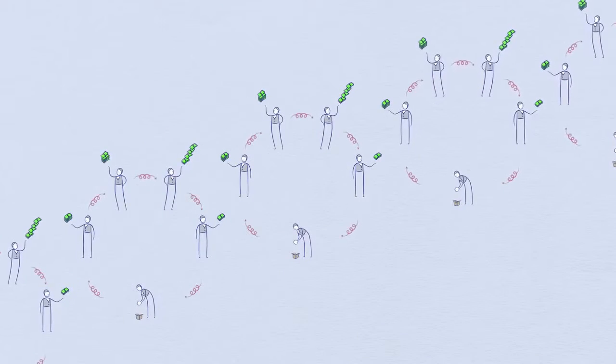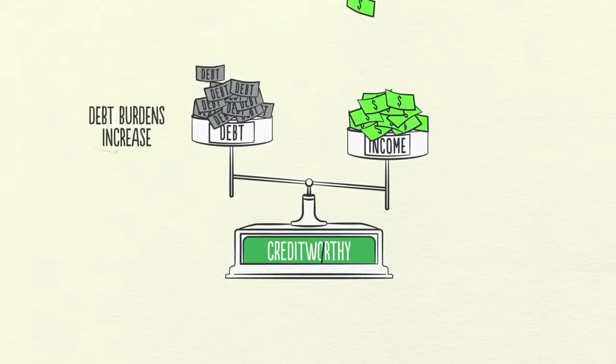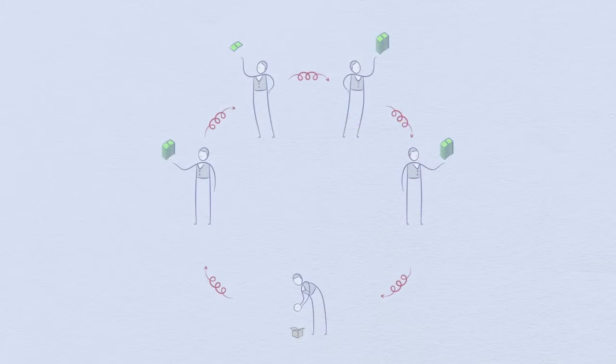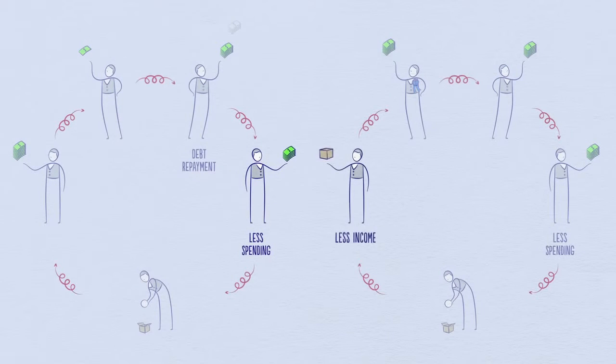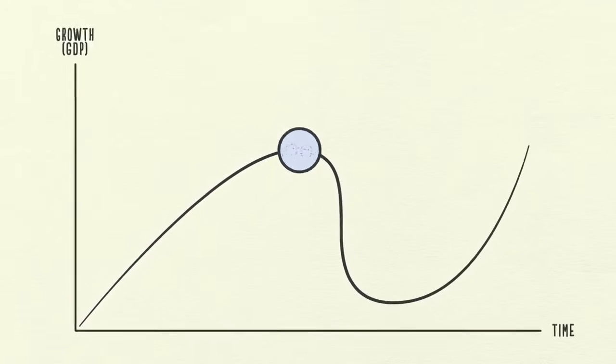But this obviously cannot continue forever. And it doesn't. Over decades, debt burdens slowly increase, creating larger and larger debt repayments. At some point, debt repayments start growing faster than incomes, forcing people to cut back on their spending. And since one person's spending is another person's income, incomes begin to go down, which makes people less creditworthy, causing borrowing to go down. Debt repayments continue to rise, which makes spending drop even further. And the cycle reverses itself.